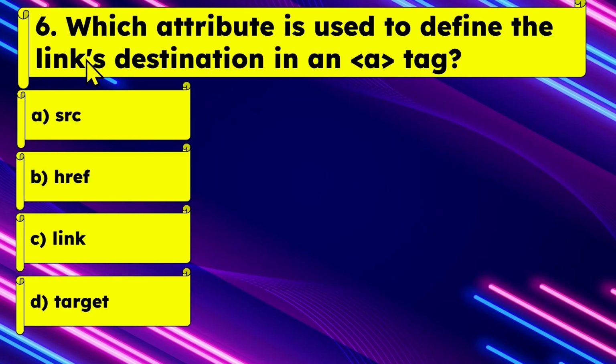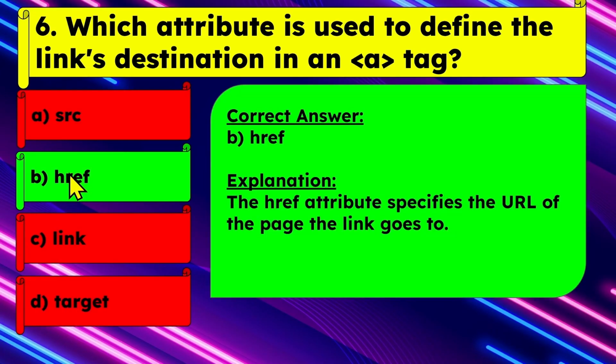Our next question is, which attribute is used to define the link's destination in an A tag? Source, href, link, or target? So here the correct answer will be href. As you can see, the href attribute specifies the URL of the page the link goes to. So whenever you are using A tag, inside that you have to use href, and with this you can paste your URL so that whenever a user clicks on this A tag, it will redirect to your required destination.